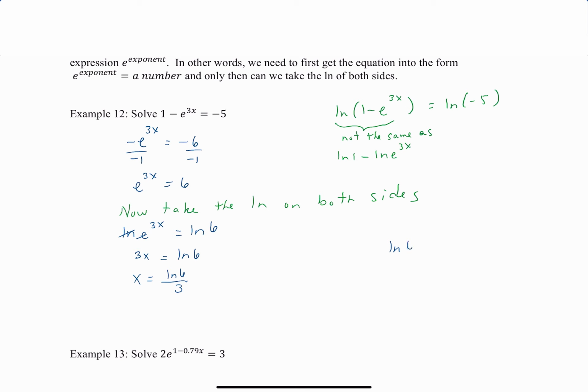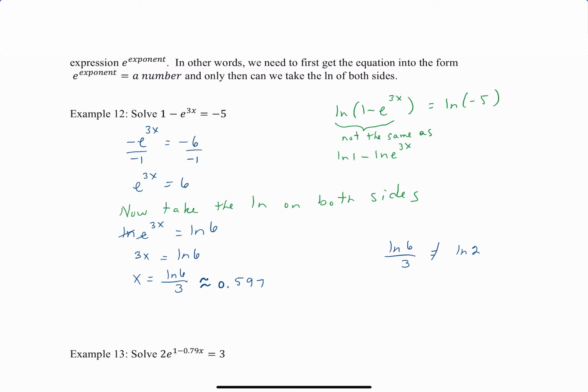Quick caution here. The 6 is inside the log. It cannot see that 3 down in the exponent. This is not the same thing as ln of 2. You've got to do the ln first and then divide by 3. And if we do that, we get about 0.597.